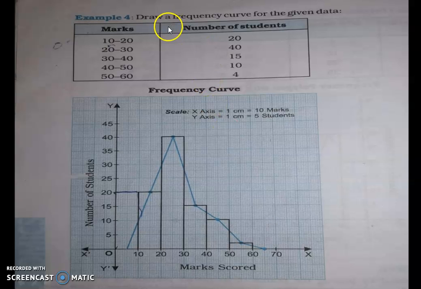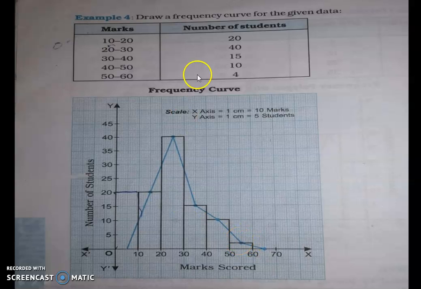So this is one question, example number 4. The marks is given, the interval of the marks is given, and the number of students. Okay, so with this data we will look how to construct a frequency curve. So here the diagram is given, frequency curve with histogram. Okay, so first you will construct the histogram. 10 to 20 it is 20, so from 10 to 20 you will construct the histogram. 20 to 30 it's 40, 30 to 40 it is 15, 40 to 50 it is 10, and 50 to 60 it is 4.